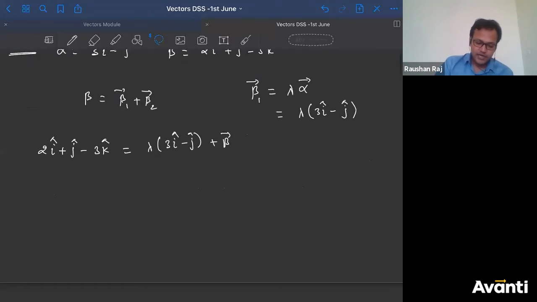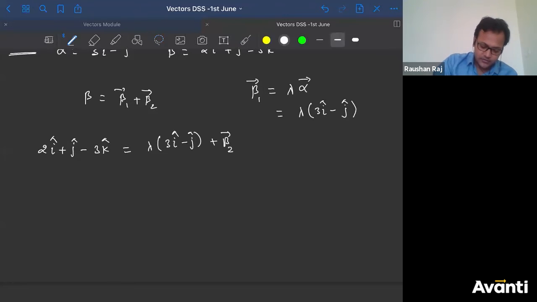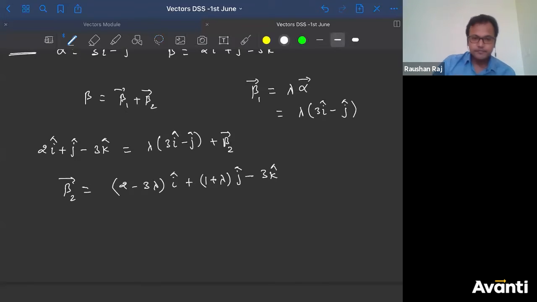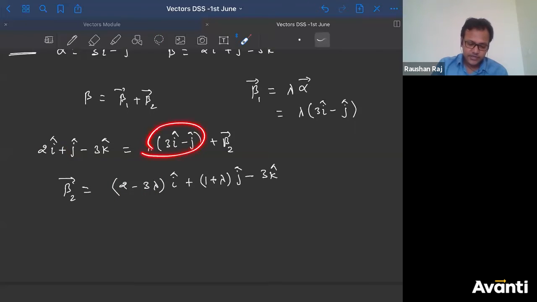Got it? Now from here, I'll try to get the value of beta 2. So what is beta 2? I'll say beta 2 is 2 minus 3 lambda i cap plus 1 plus lambda j cap minus 3k cap. Got it, guys? What I have done? I have brought this to the left hand side. So 2 minus 3 lambda i cap. This term, when it comes to LHS, will become plus. So minus minus becomes plus. So 1 plus lambda j cap, then minus 3k cap.